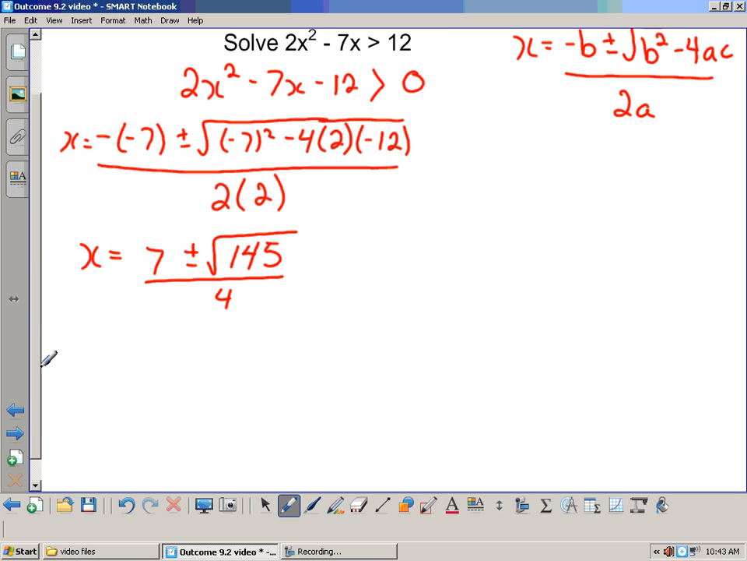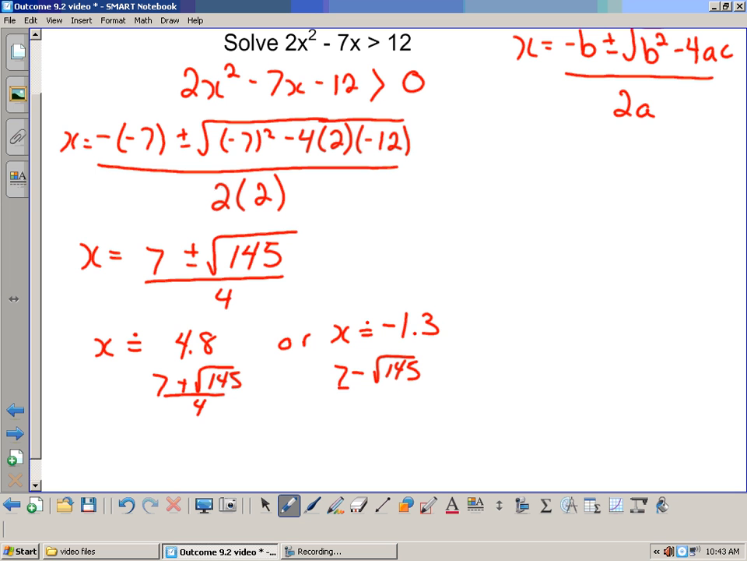It's hard to graph a number like this on a number line, so we're going to approximate our values so that our calculations become a little easier. So x is approximately 4.8, or x is approximately equal to negative 1.3. The 4.8 comes from evaluating 7 plus the square root of 145 all over 4, and this one from 7 minus root 145 all over 4.